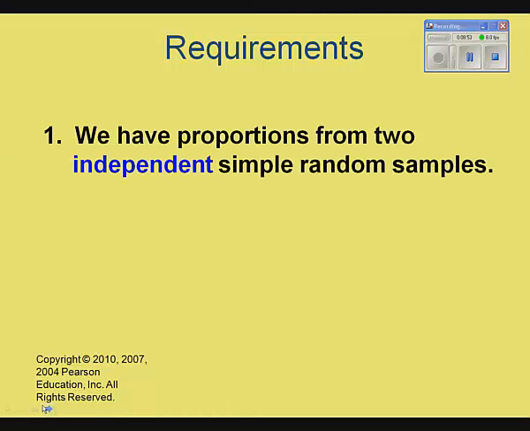First requirement. Oh, here's a new word. We have to have proportions from two independent samples. Now, you're right, simple random samples. But we have to talk about what it means for them to be independent. Now, I used that word earlier in this course, didn't I? Yeah. It's going to have a similar meaning, but not exactly the same. So I'll talk about it.